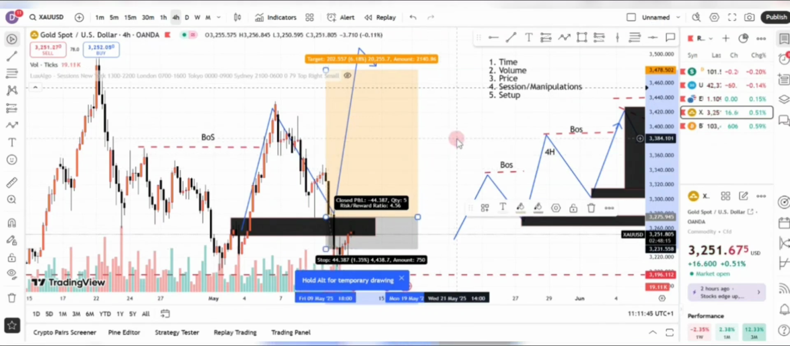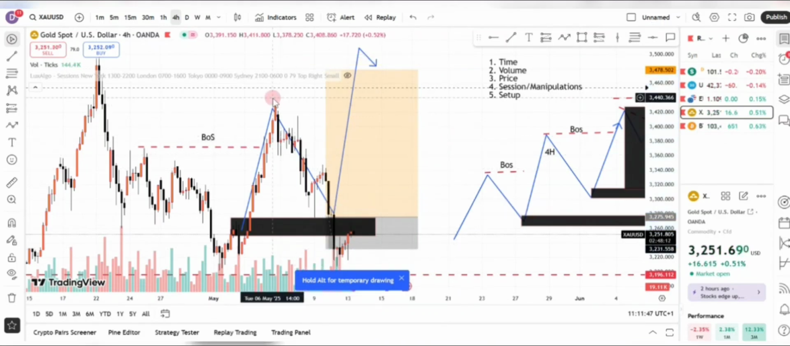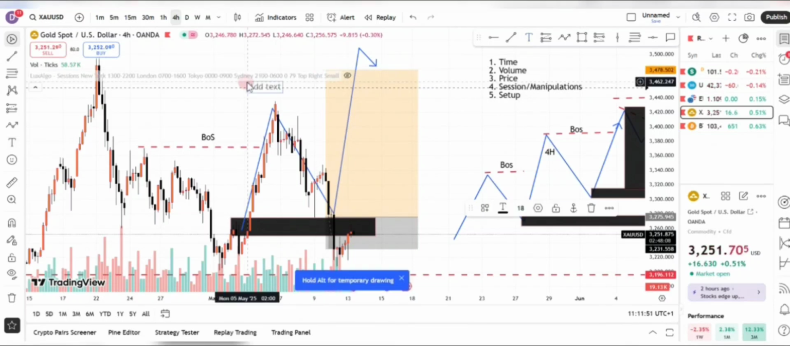Now listen, price is here, and let's say the time at which price is here is 10 p.m. in the midnight, Nigerian time. This is Nigerian time. Again, this is your setup.